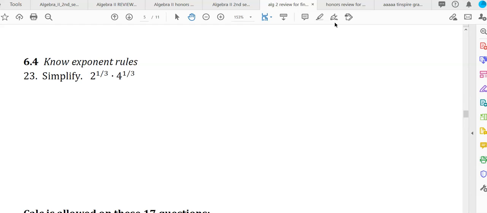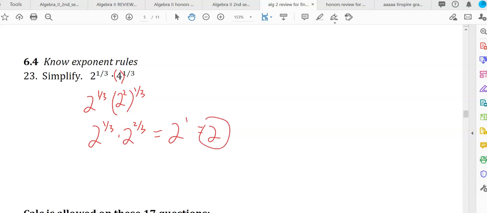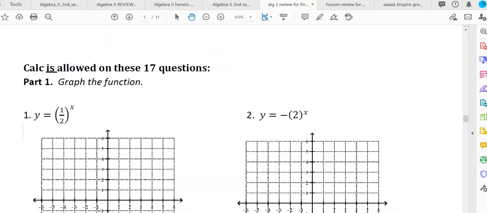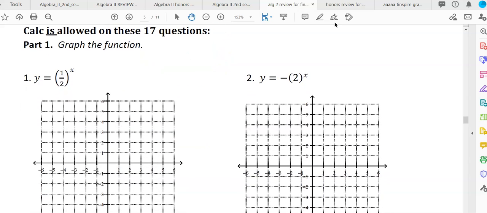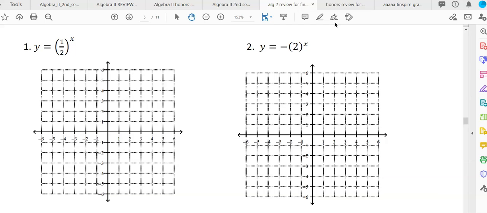Now your exponent rules. So I need the same base, so I'm going to do the prime factorization of 4, which is 2 squared. So we get 2 to the 1/3 times 2 to the 2/3. And if you know your exponent rules, you're going to add those. Well, 2/3 plus 1/3 is 3/3, which is 1. So this is going to be 2 to the 1st, or 2. Very nice.